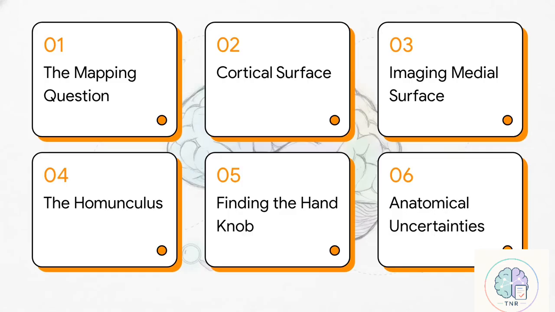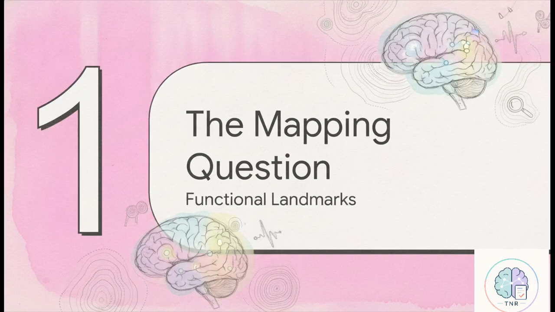Here's our roadmap for today's explainer. We'll start with the mapping question, then move to the cortical surface and Brodmann's areas. After that, imaging the medial surface, the mechanisms of the homunculus, the clinical takeaway of finding the hand knob, and finally, anatomical uncertainties.